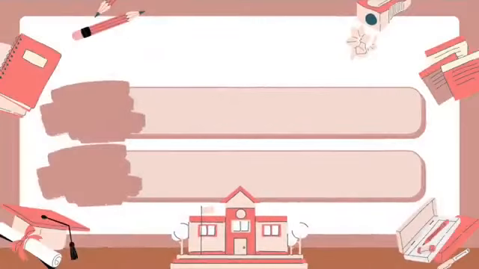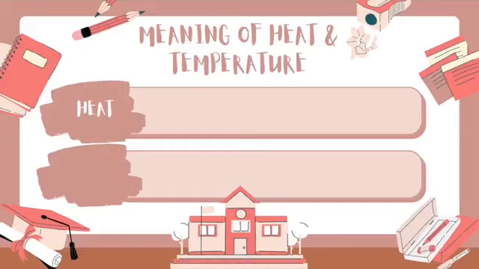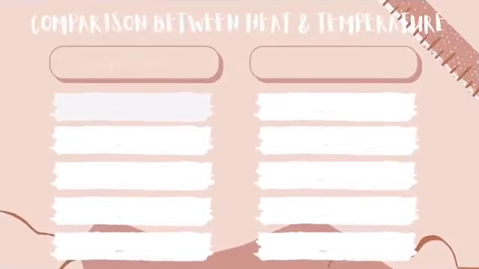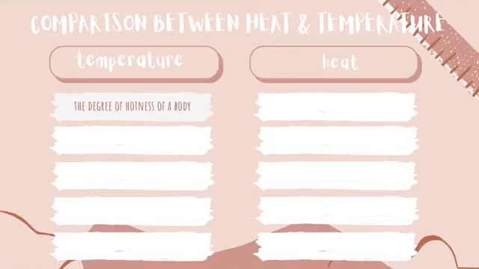So firstly, the meaning of heat and temperature. Heat is a form of energy and temperature is the degree of hotness of a body. Next, comparison between heat and temperature. Temperature is the degree of hotness of a body while heat is a form of energy. Temperature is a base quantity and heat is a derived quantity.